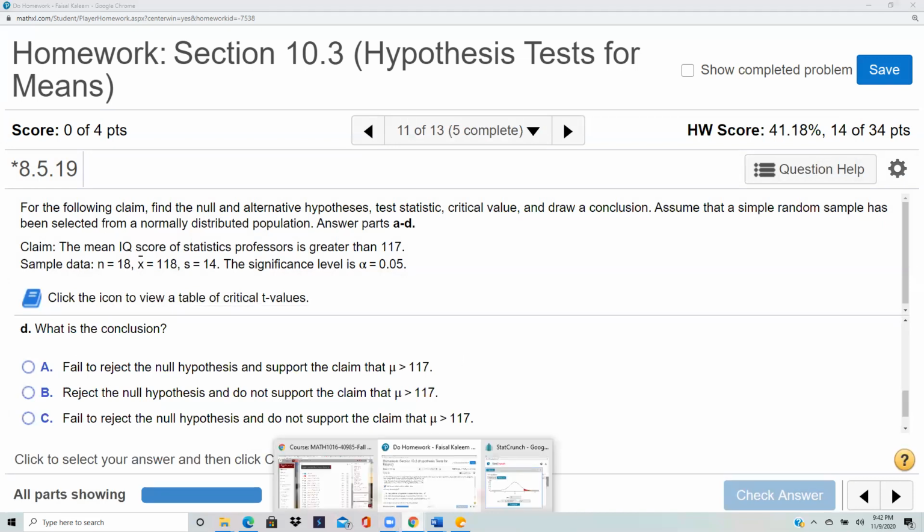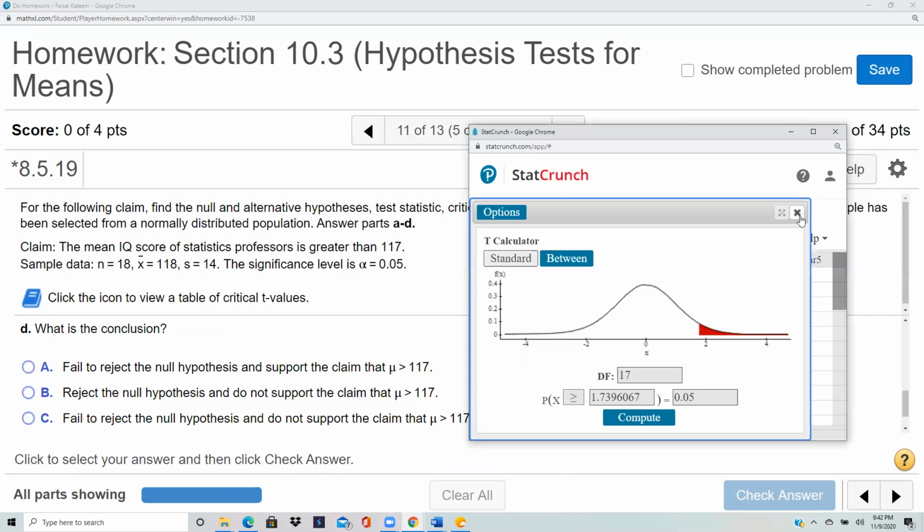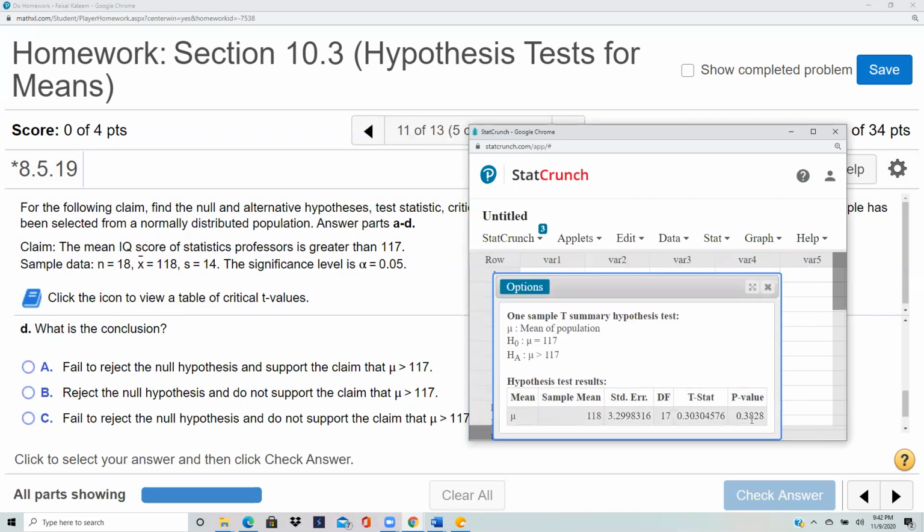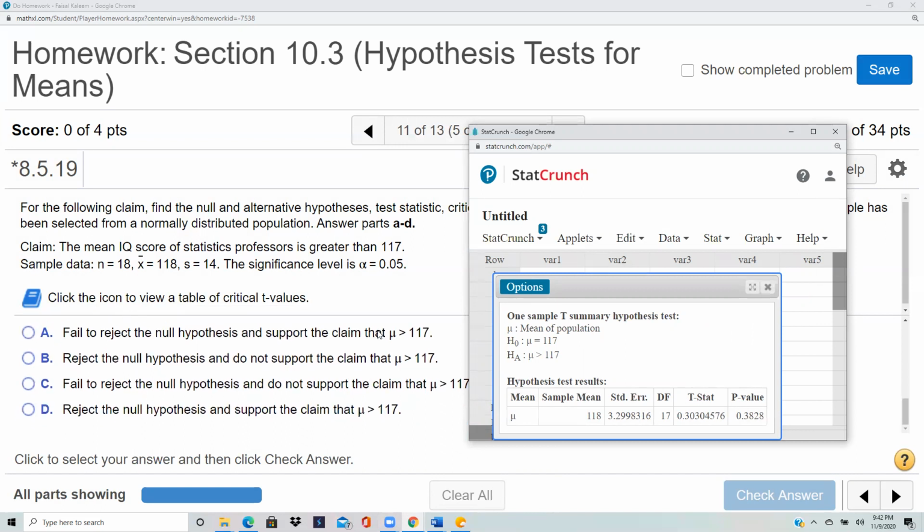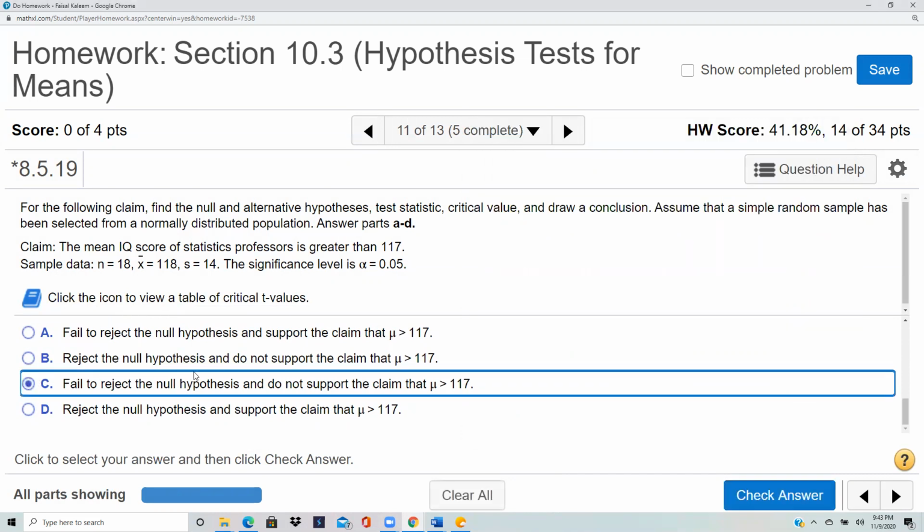And let's make a note of the p-value. The p-value was 0.3828. That's bigger than the alpha, which is 0.05. So fail to reject the null. If you fail to reject the null, then you don't support the alternative, you just go by the null. Fail to reject the null and do not support the alternative, right? When you fail to reject the null, you're kind of supporting the null.